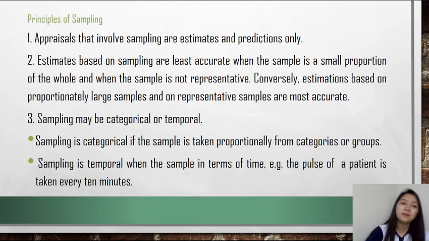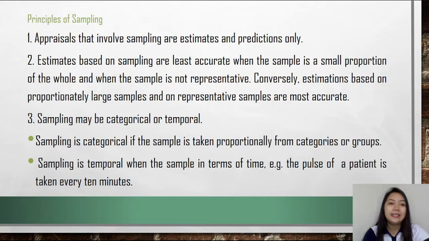So the first principle of sampling is that appraisals that involve sampling are estimates and predictions only. Number two is that estimates based on sampling are least accurate when the sample is a small proportion of the whole and when the sample is not representative. Conversely, estimations based on proportionately large samples and on representative samples are most accurate.